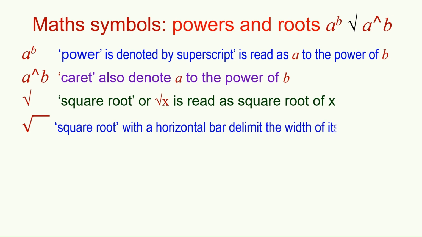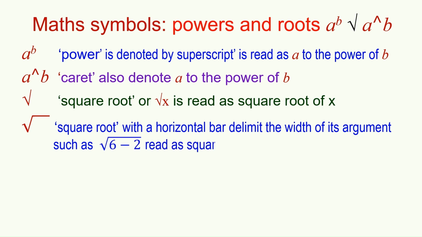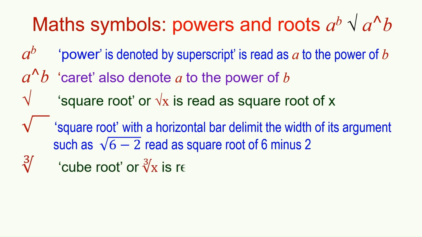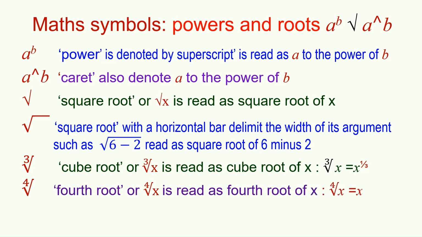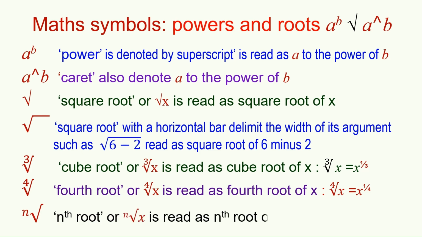delimits the width of its argument, such as square root of 6 minus 2, read as square root of 6 minus 2. Cube root of x is read as cube root of x. It equals x to the power of 1/3. Fourth root of x is read as fourth root of x, equals x to the power of 1/4. The nth root of x is read as nth root of x, equals x to the power of 1 divided by n.